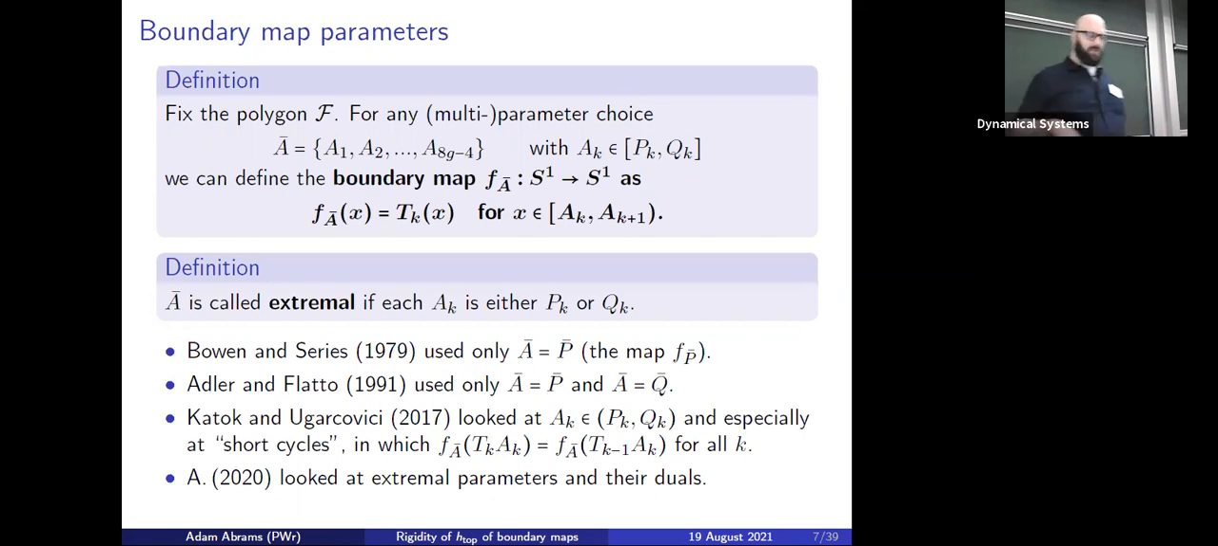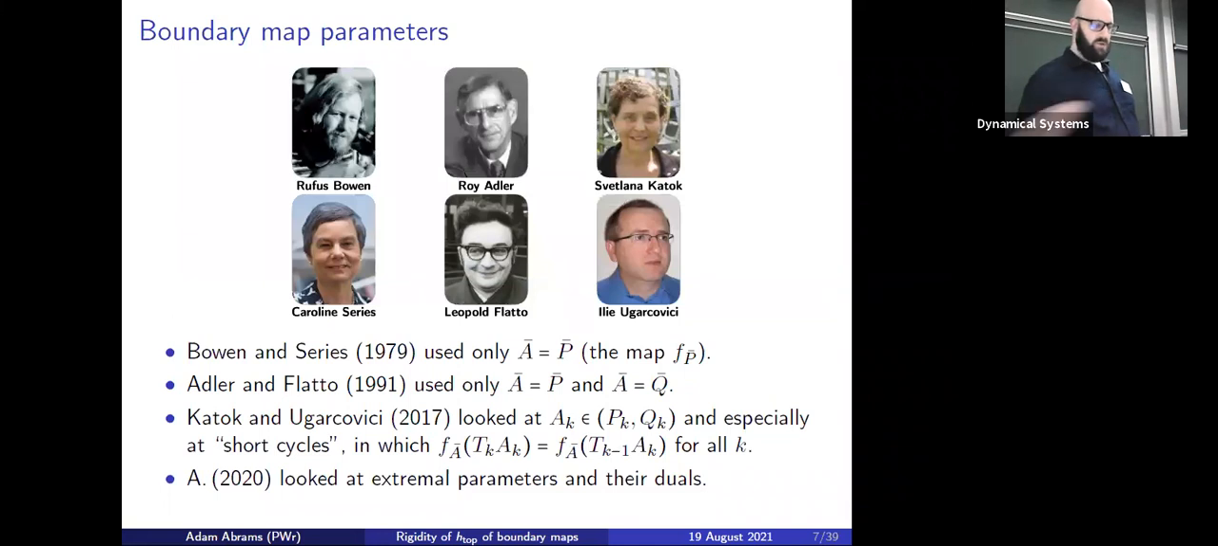So here are some names and some dates, and to go with them, some pictures. So Bowen and Series made this original map. Adler and Flateau looked at, they didn't use this notation, but the way that I'm saying it, they looked at the map f sub p, and they also looked at f sub q. And then my co-authors, I should mention, although it was on the title slide, so this is all joint work with Svetlana Katok and Ilie Ugarcovici. They had the idea of adding these parameters, looking at a whole family of boundary maps.